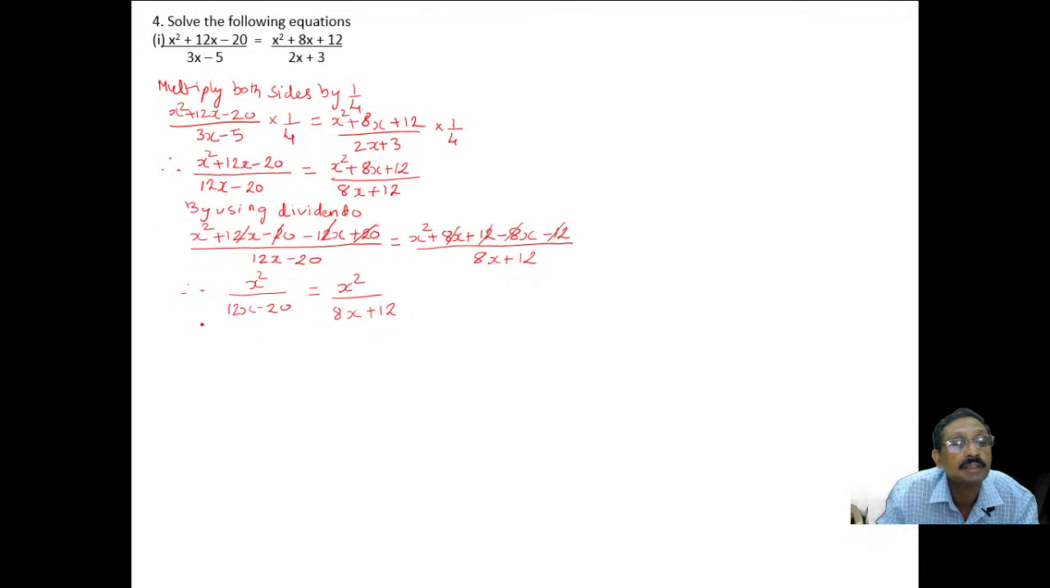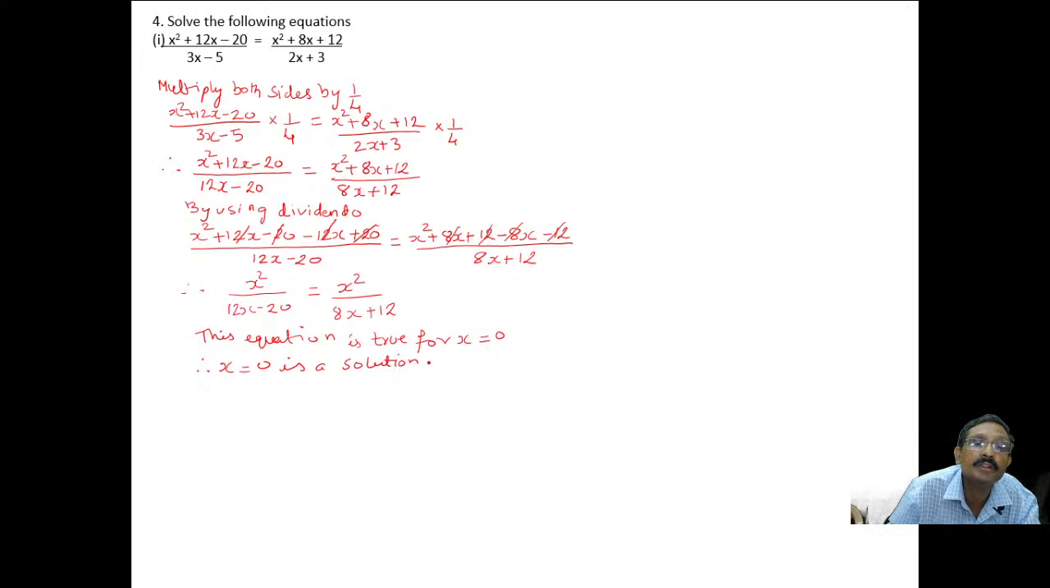Let us see. So we will write this equation is true for x is equal to 0. Therefore, x is equal to 0 is a solution of the given equation.